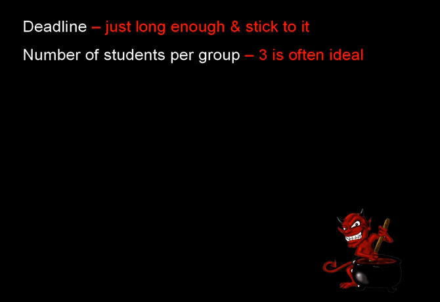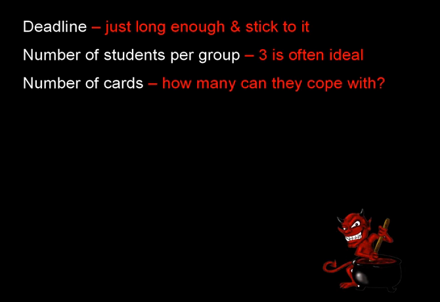Have I got the right number of students in the group? For me, 3 is the default number. 3 is ideal. 4's too many. You get a passenger often with 4. 5, way too many. 3, just enough people to delegate, to have enough ideas to spark off each other, but all to be needed within the activity.